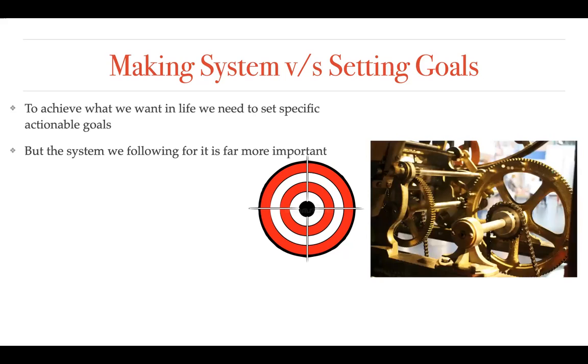But the system that we are following is far more important. Once you've decided that you want to read this book, let's say Steven Weinberg's book on cosmology, you make a system: how are you going to achieve this objective? Let's say you will read 15 minutes every day from the book. If you keep on doing that for, let's say, 1 year or so, voila, you have read the book.